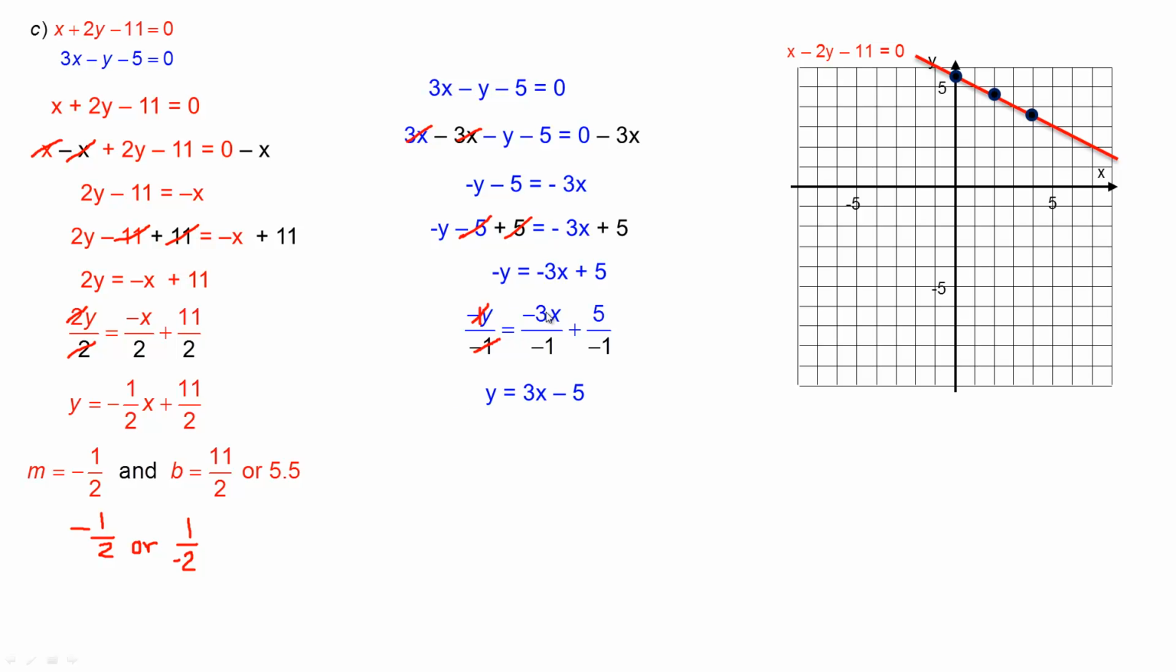And negative 3x divided by negative 1 is positive 3x. Negative 3 divided by negative 1 is 3. 5 divided by negative 1 is negative 5. So that's the equation in y equals mx plus b form. 3 would be the slope. Negative 5 is the y-intercept.